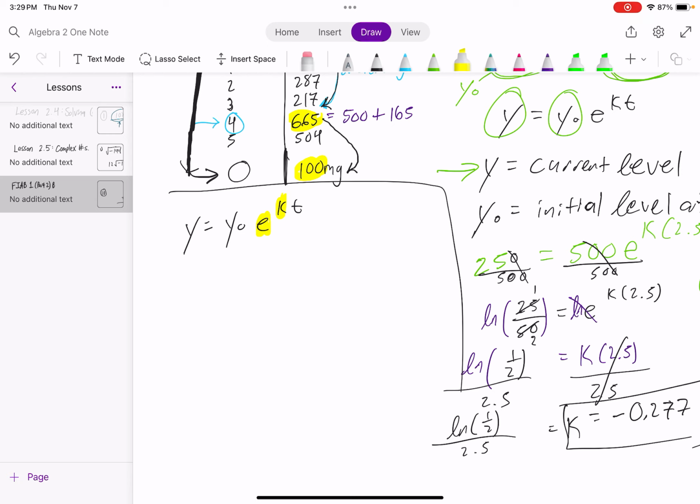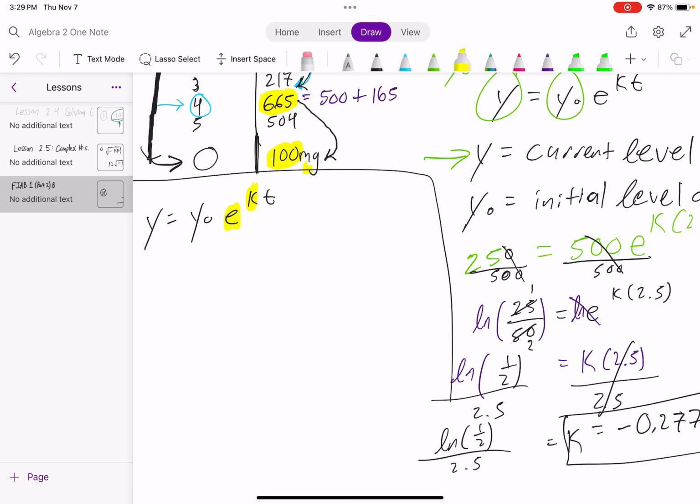Why am I starting with 665? Because I don't want any tricky business here. I want something consistent. I don't want people to start taking dosages as I'm calculating. That's going to screw things up. So this was when the last dosage was taken. So I'm going to start there. And I'm going to end at 100.